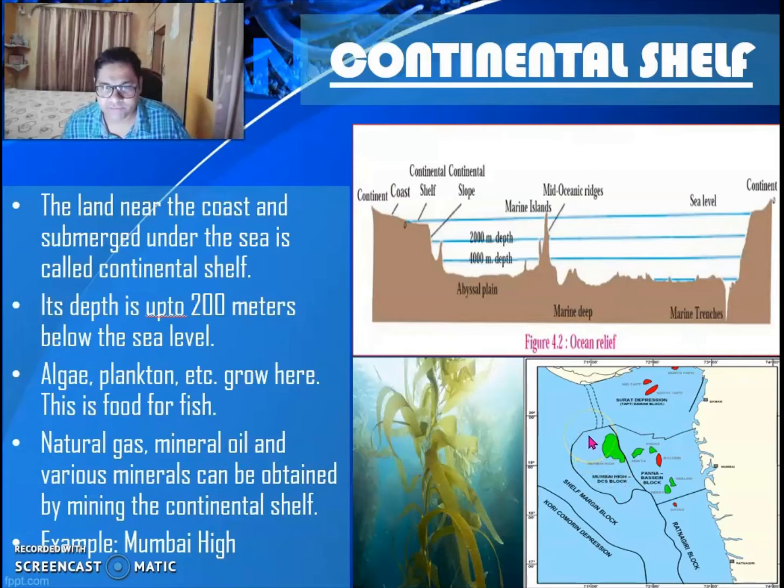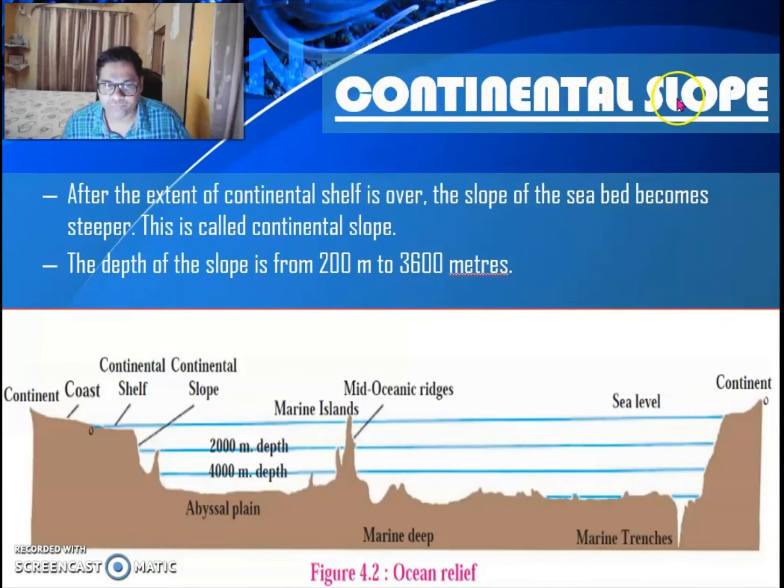Let's go to the next part. Continental slope. Where is the continental slope on this diagram? It is over here. You can observe here. This is the slope, also known as the continental slope. After the extent of the continental shelf is over, the slope of the sea bed becomes steeper. It becomes very steep, goes right down. This is called the continental slope.